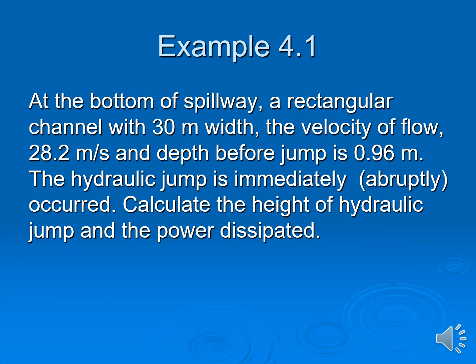Okay, let's look at example 4.1. At the bottom of a spillway, a rectangular channel with 30-meter width, the velocity of flow is 28.2 meters per second and the depth before the jump is 0.96 meters. The hydraulic jump occurs immediately. Calculate the height of the hydraulic jump and the power dissipated.